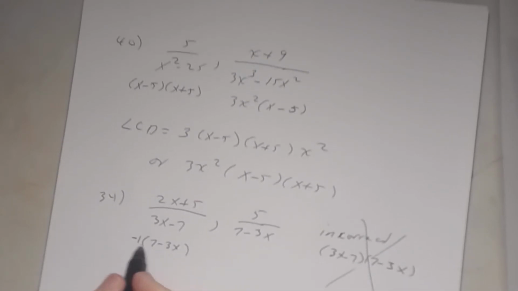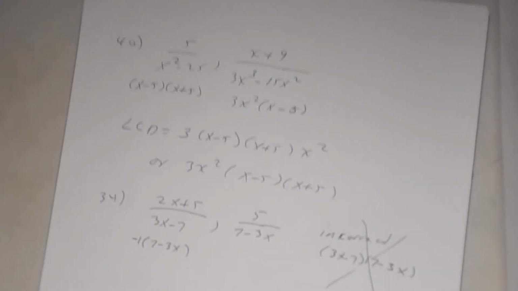Is this the same as this? Yes or no? No. Why not? What's -1 times 7? -7. What's -1 times -3x? Positive 3x. Why do you tell me it's not the same? It screwed us up because normally you don't flip things around a subtraction sign. So you're telling me that 3 minus 6 is not the same as -6 plus 3? Oh, okay. That's where it threw me. I understand now.